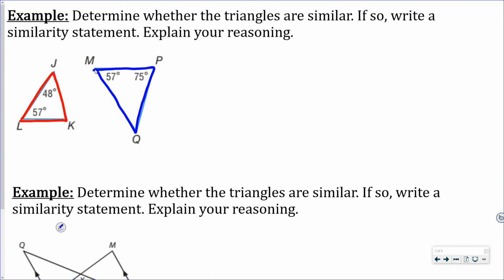Right away I see, hey, 57 and 57, a pair of congruent angles. But then in the red triangle I have 48, and in the blue triangle I have 75. So do we just give up and say, oh, no, they're not similar? No, we don't.